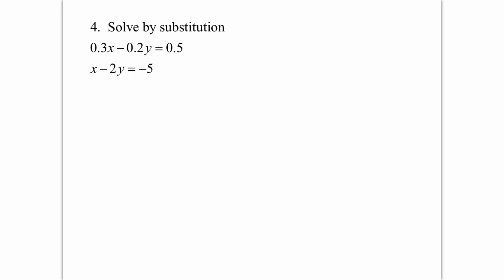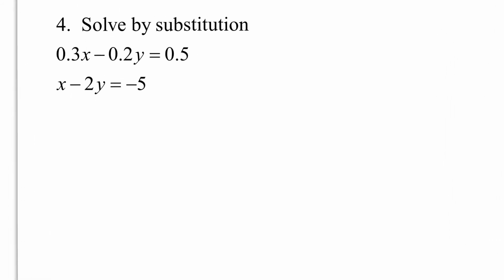Now this example here is not one of the special cases, but it has decimals. So I want to show you how to solve a system when we have decimals. And I'm just going to show you how to get rid of those decimals without a calculator. So first, let's look at the first equation: 0.3x minus 0.2y equals 0.5. Well, you notice that there's only one number after the decimal. So to get rid of those decimals, you can multiply everything by 10.